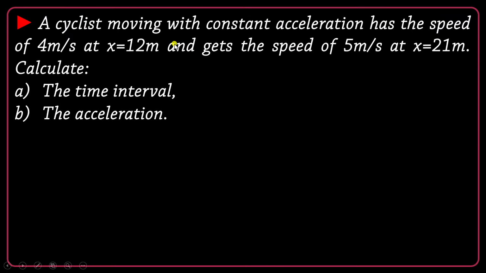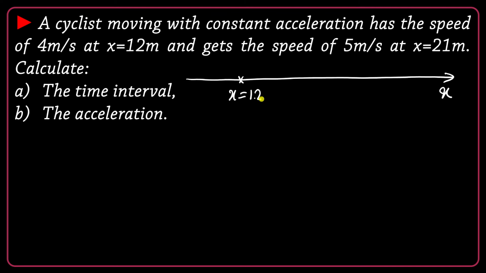A cyclist moving with constant acceleration has the speed of 4 meters per second at x equals 12. So let's say this is the x-axis. At x equals 12, the object has a speed of 4 meters per second to the right, and then the speed of 5 meters per second at x equals 21. Okay? Part A, the time interval and the acceleration.